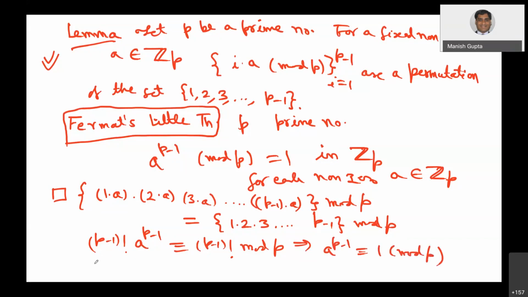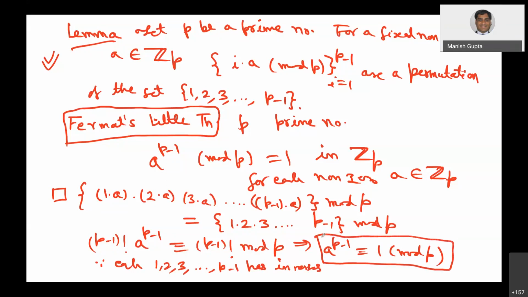Why? Since each of 1, 2, 3 up to p minus 1 has inverses, I can multiply with the inverses on both sides and I will get finally our result, which is this. Any question? Please ask if there is any question.